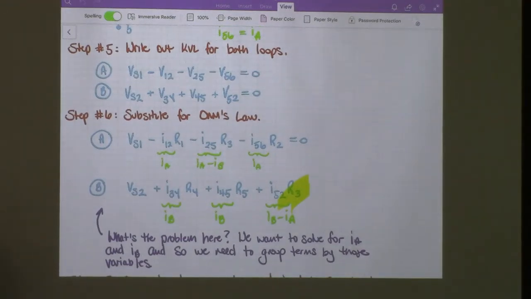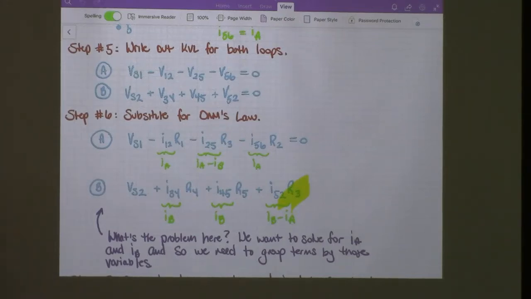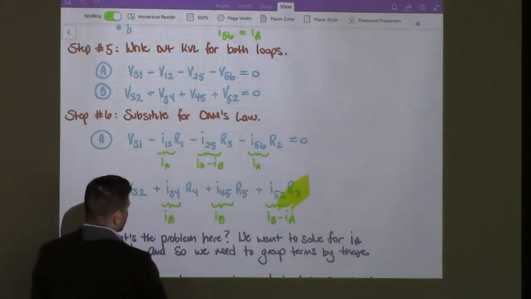The rest of this, I'm not going to go through in detail. Essentially, we define the KVL for the circuit for loops A and B. We do the same substitutions that we've seen in the past. We substitute Ohm's law, which gives us our voltages as a current times a resistance.